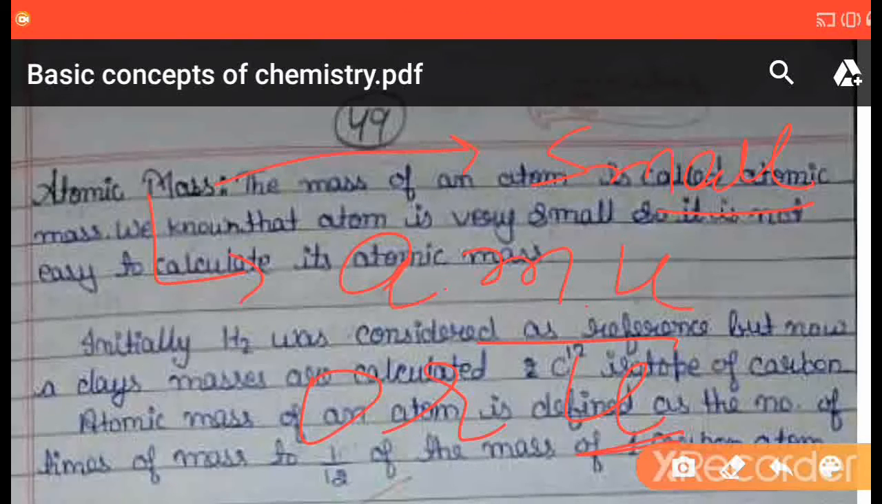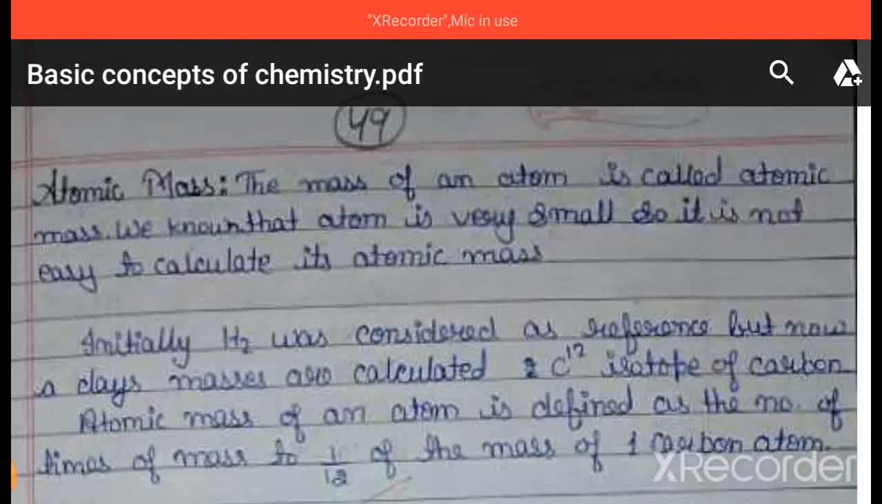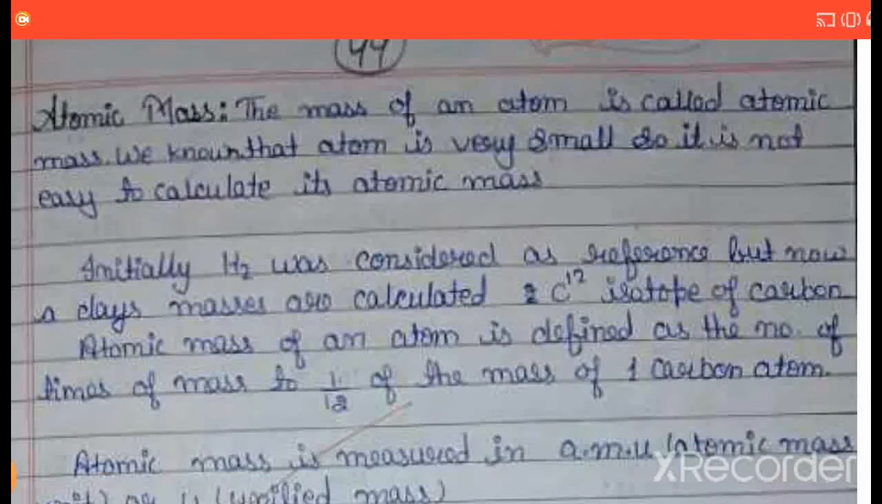U is unified mass. Because atom size is very small, its mass is very small, and it is very difficult to calculate its mass in terms of grams or the general units. So atomic mass is given in a special unit called AMU, which stands for atomic mass unit, or it is also given in U, where U stands for unified mass. The mass of every atom is given on the basis of the carbon-12 isotope of carbon, right? Carbon-12 isotope of carbon.